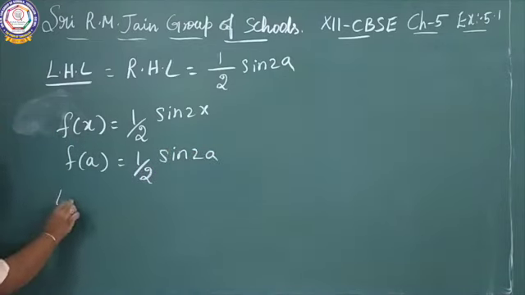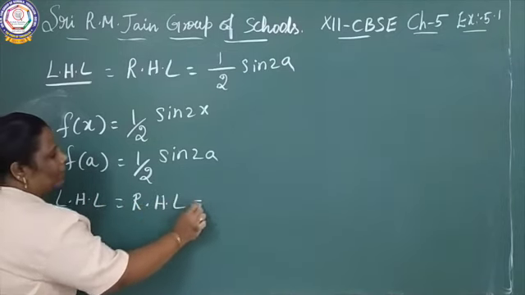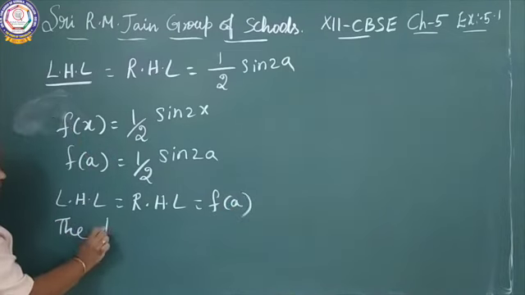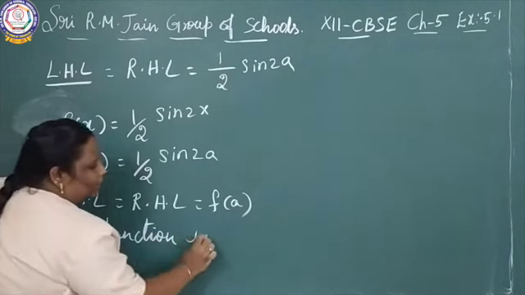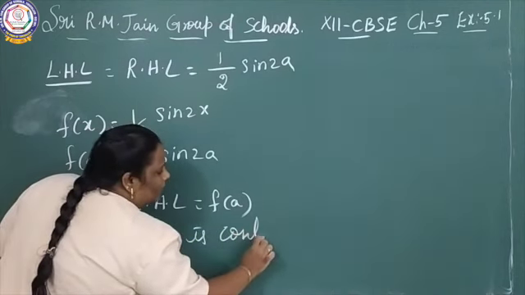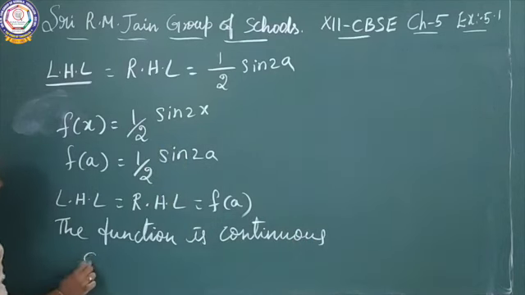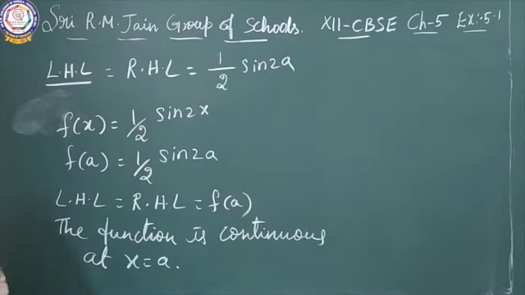So left hand limit equal to right hand limit equal to f of a. So the function is continuous at x equal to a.